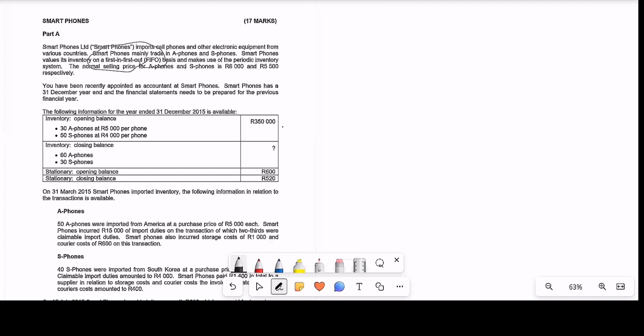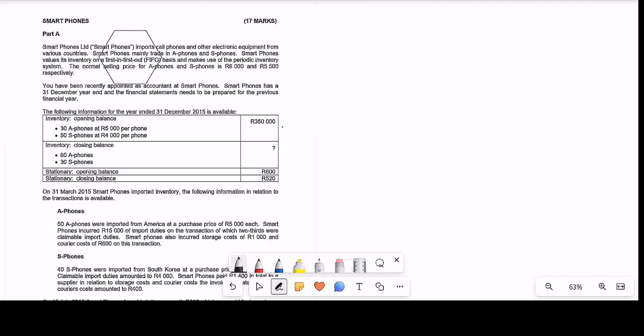Basically, on the first in, first out basis, and make use of the periodic inventory system, which means they do not account for their goods using cost of sales; once they acquire them, they'll use purchases. They'll not capitalize their goods to inventory. They'll just put them in purchases. It says the normal selling price for A phones and S phones is 6,000 and 5,050 respectively. The cell phones are also sold at different prices. It says you have been recently appointed as an accountant at Smartphones.